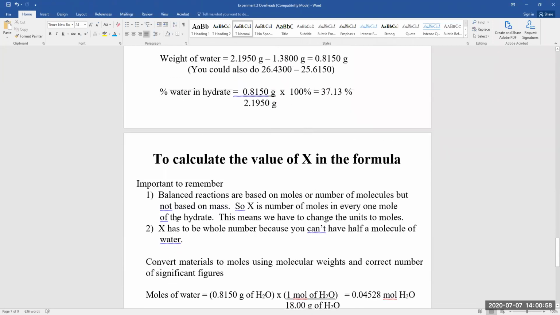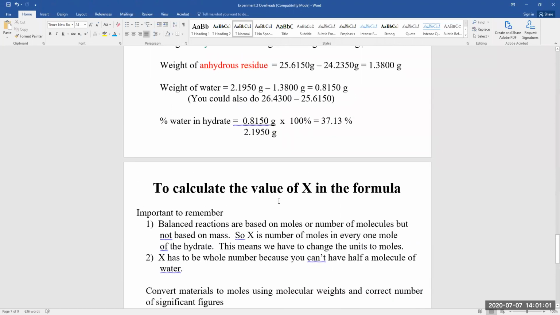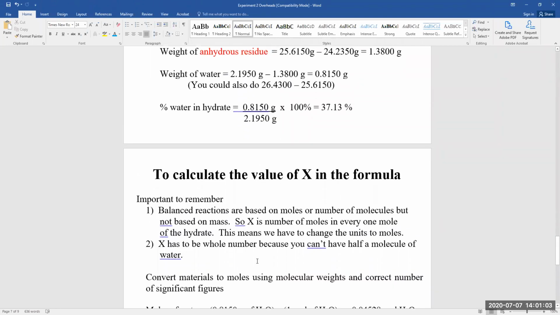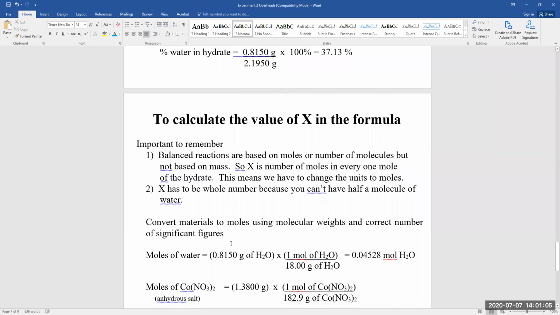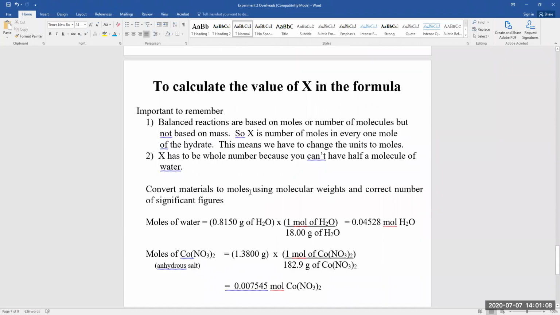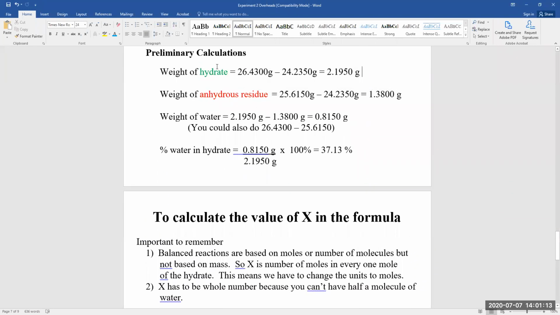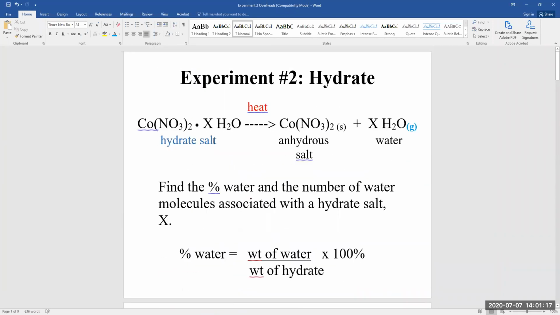We also know that X has to be a whole number, because as we mentioned before, you can't have half a molecule of water. So again, we're going to convert these materials to moles using molecular weights. Now, I can't use the hydrate. I don't know the molecular weight of the hydrate, because I don't know X. But for this formula here, I can calculate its molecular weight, and I can see the ratio between those two moles.